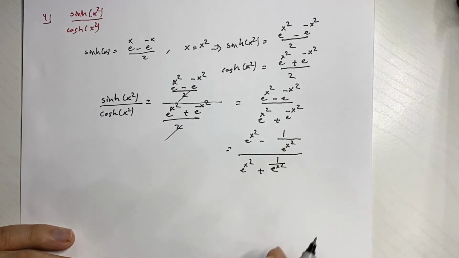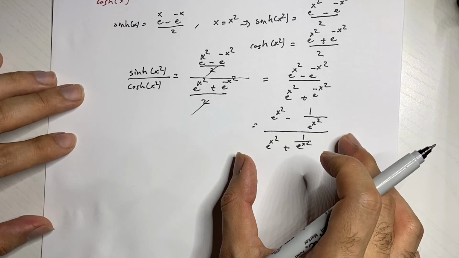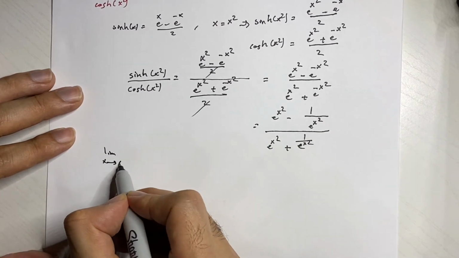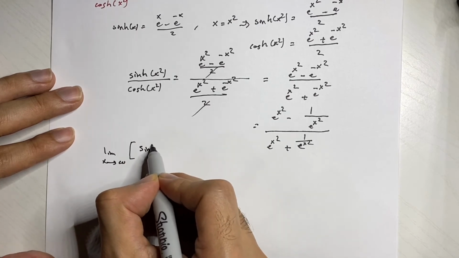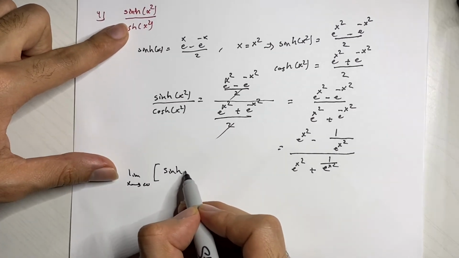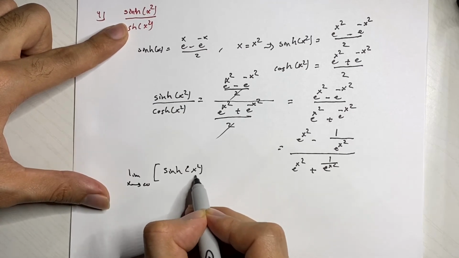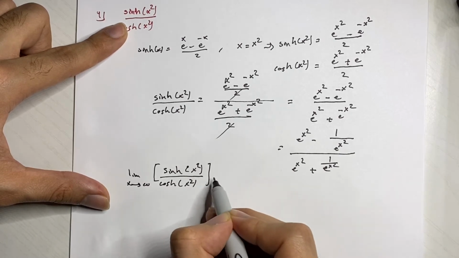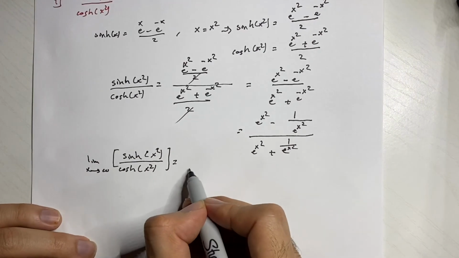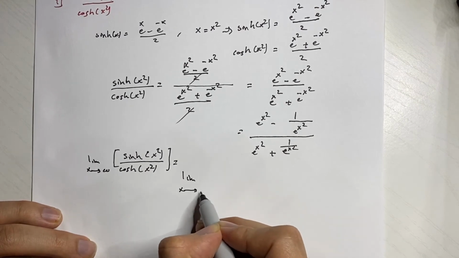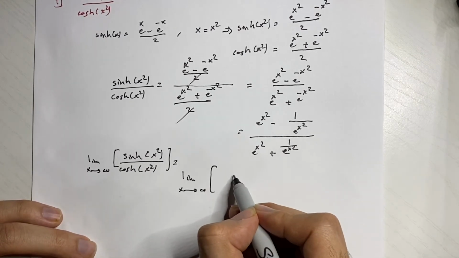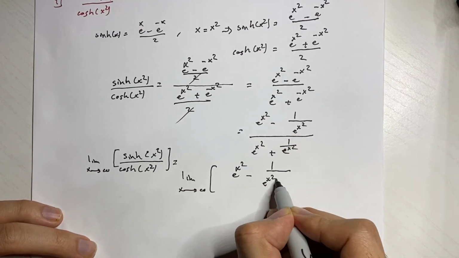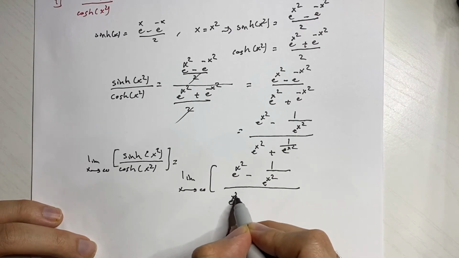Now we are ready to find the limit as x goes to infinity. So this is the given function, and we'll plug in the value, so the limit as x goes to infinity of what we just found, which is e to the x squared minus 1 over e to the x squared, and then over e to the x squared plus 1 over e to the x squared.